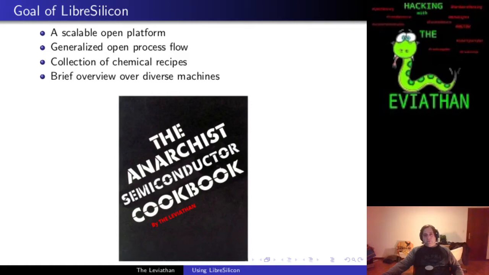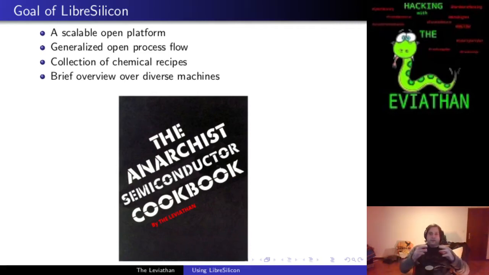In short, Libresilicon aims to give you everything you need to get started, to get your own little startup off the ground, at least from the know-how perspective. May it be chemical recipes or ideas how to design the process flow, the safety manuals on chemicals, how to use certain machines. It's a collection, a knowledge database, if you want, on how to make a working CMOS chip or even a flash chip, because in my design I also have CMOS flash, silicon oxide, nitride oxide silicon.